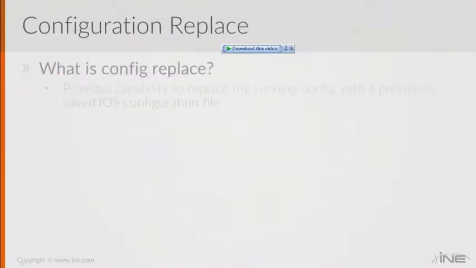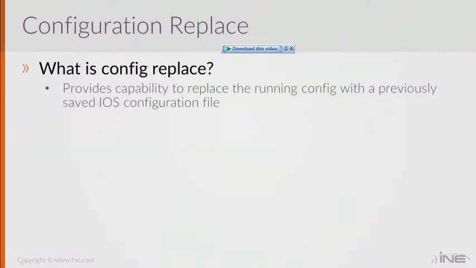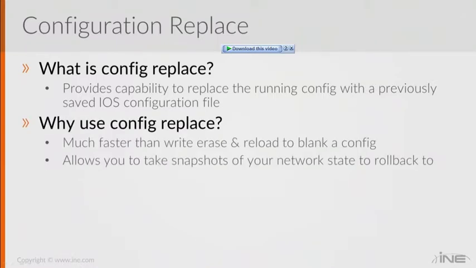Now the config replace feature is essentially a feature that's relatively new in IOS that allows you to take a previously saved file and then replace the running config with that file. The reason that you might want to do this is that it's generally going to be much faster when you're trying to erase and reload your routers or your switches in order to get them back to a blank configuration, or when you want to switch between initial configs. So it's basically going to allow you to do a snapshot of the config and then quickly roll back to it.